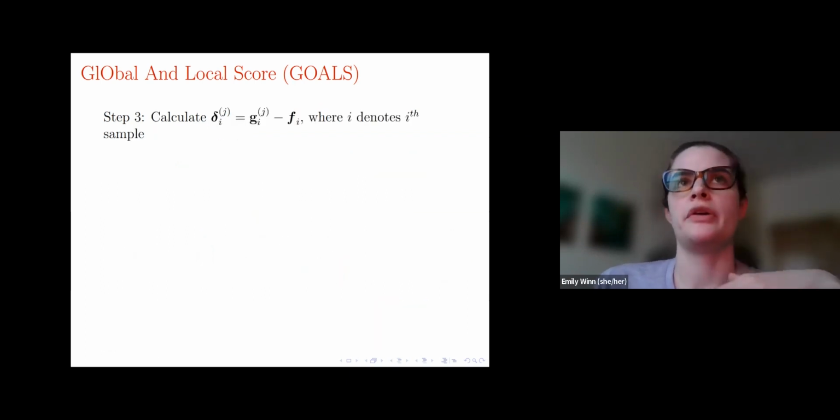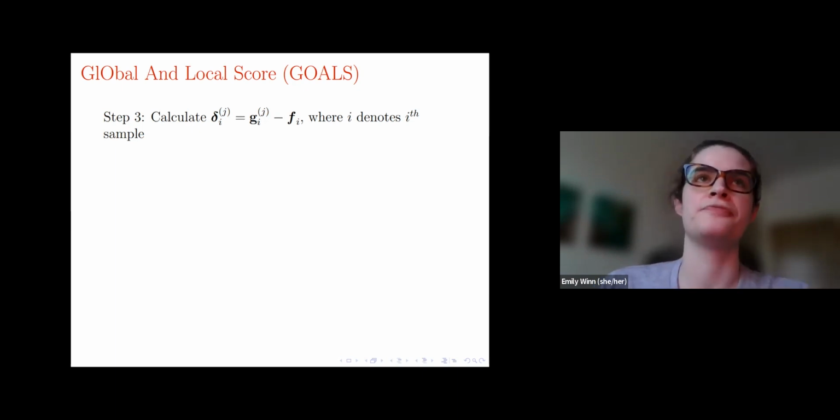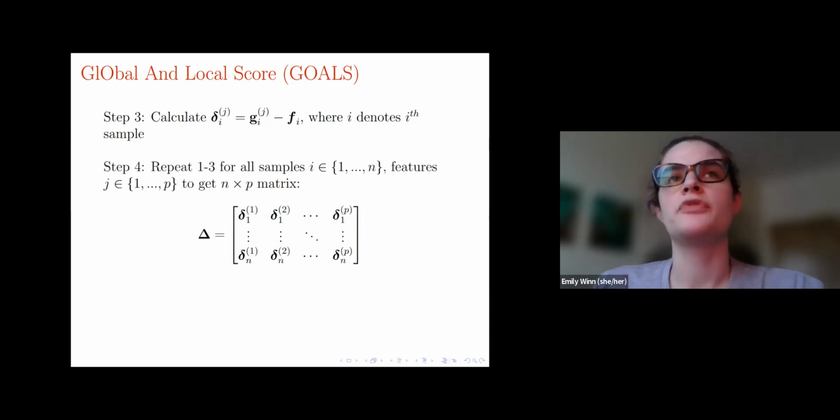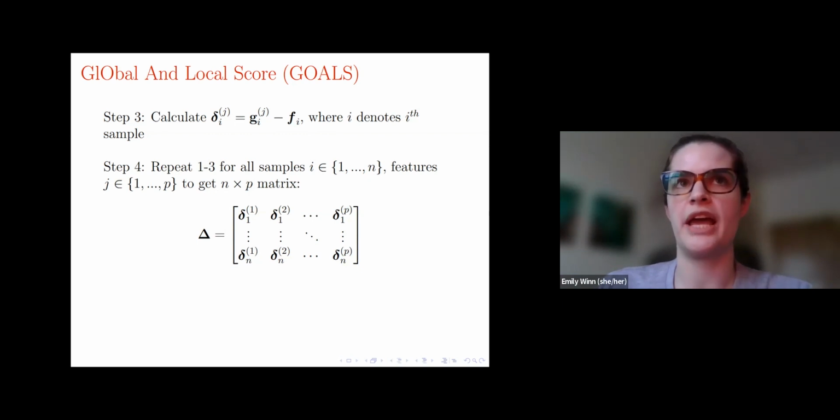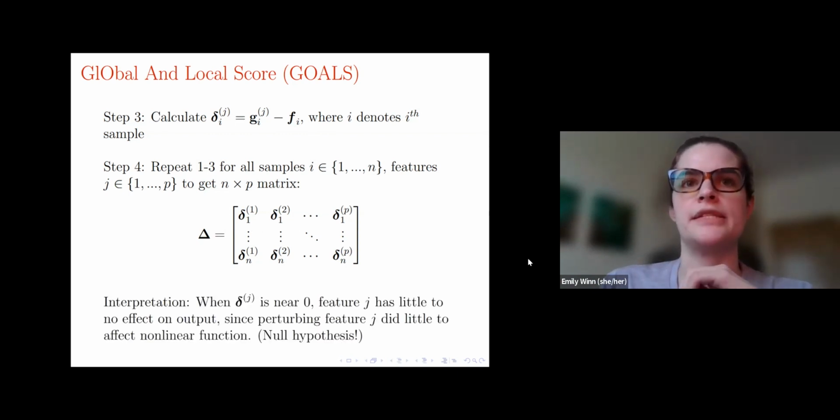So step 3 is to calculate a delta sub I of j equals g of I of j minus f of I, where I denotes the ith sample. And then we're going to repeat those 3 steps for all samples I, for all features j, and get this n by p matrix delta. So we have these deltas here. It's still n by p, as I said.